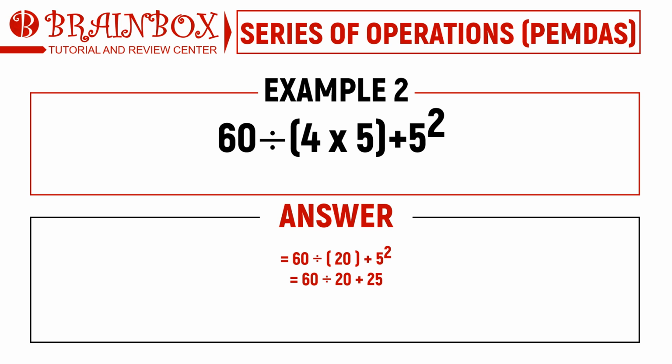Next is to perform the operation of division. Dividing 60 by 20 will result to a quotient of 3. Lastly, we perform the remaining operation, which is addition. The final answer is 28.